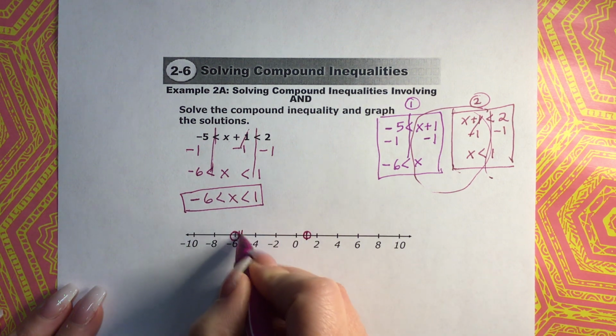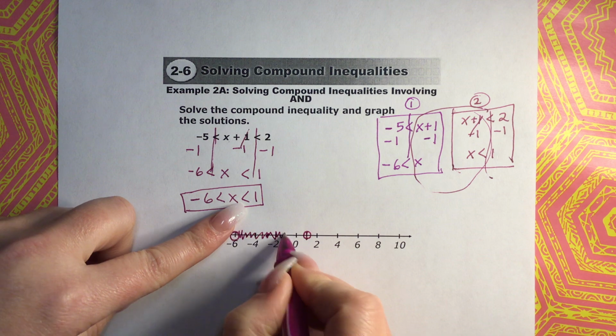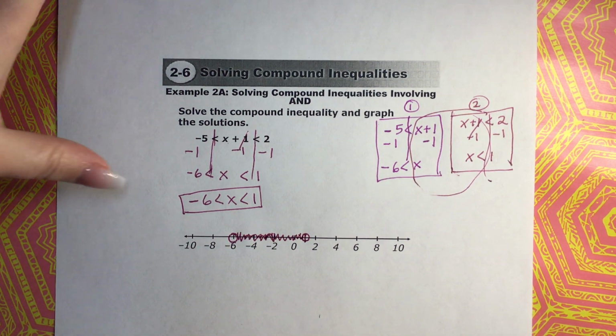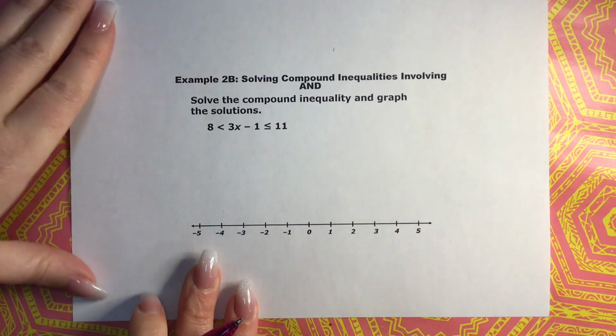And x is greater than -6 and less than -1. So it's just all the numbers in between. So that's it. All right, let's look at the next example.